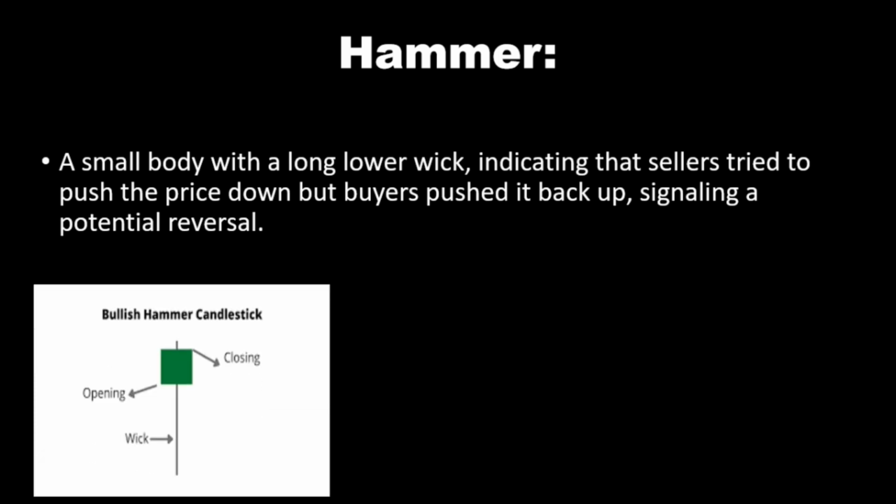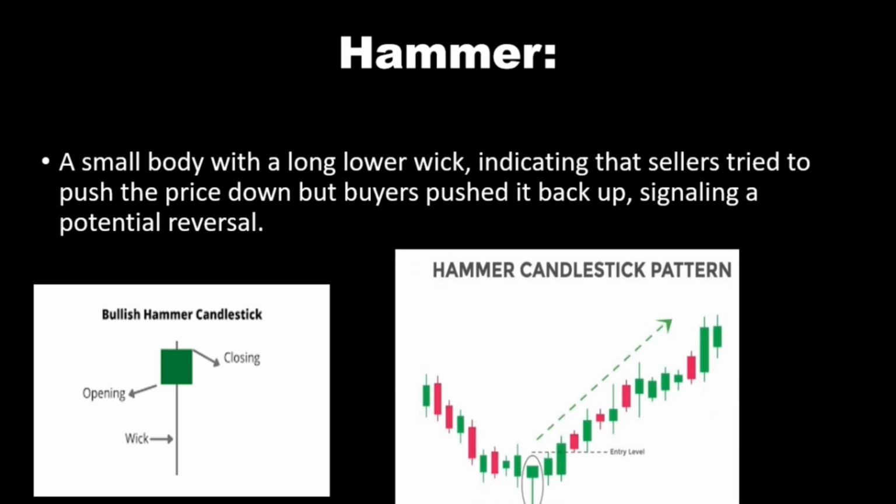Let's look at the diagrammatic presentation of what a hammer looks like. This is a bullish hammer. That means it is signifying buyers coming into the market. Now let's look at a chart. Look at this chart. This is the trend. The market is coming down, and at this particular point, a hammer occurs. Then after the hammer occurs, you can watch the market keeps moving. There is an entry level.